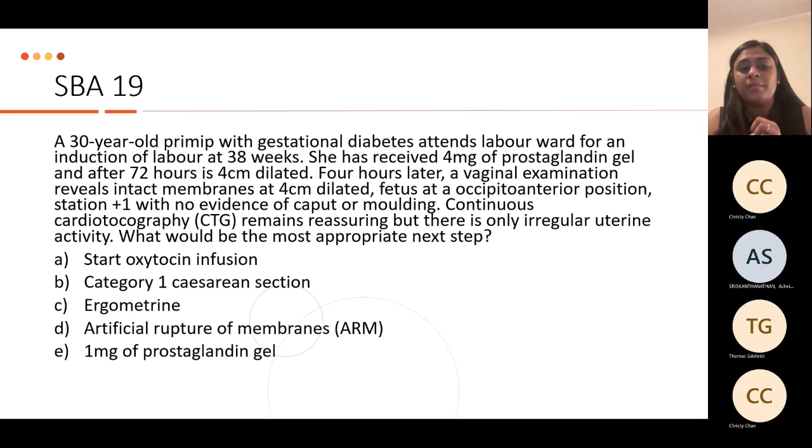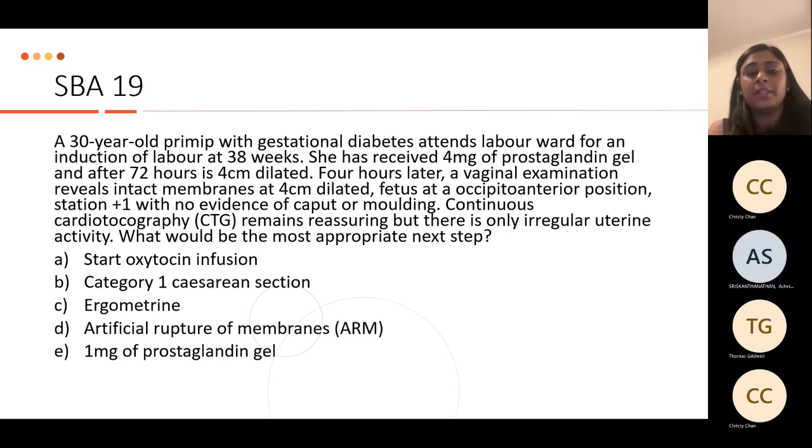So we'll move on. Now you've got another 30-year-old primip with gestational diabetes. She's attended for an induction of labour. She's received 4 milligrams of prostaglandin gel after 72 hours, and she's currently 4 centimetres dilated. 4 hours later, a repeat vaginal examination shows intact membranes, again at 4 centimetres dilated, with the fetus in an OA position with a station of +1 and no evidence of caput or moulding. CTG remains reassuring, but there's only irregular uterine activity. What would be the most appropriate next step?